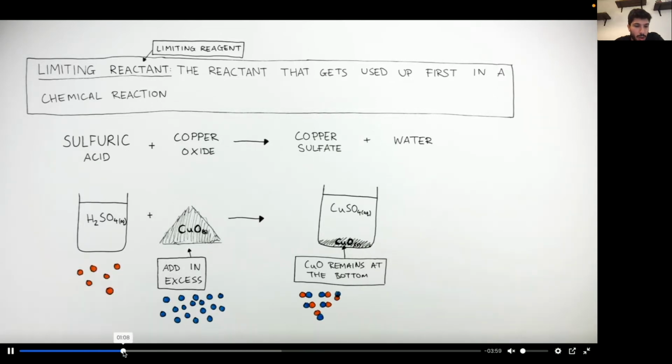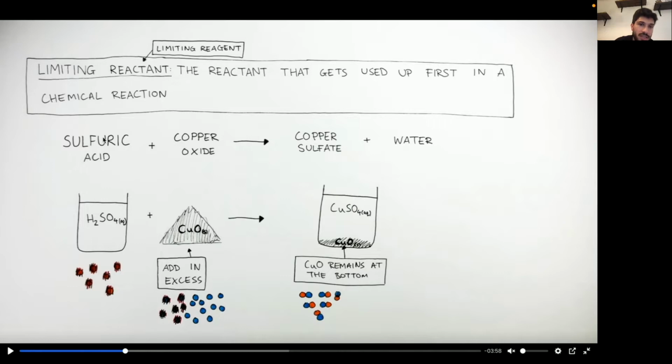Now look, what may happen is, let's say once all the sulfuric acid has reacted, 1, 2, 3, 4, 5, 6 of the copper oxides have also reacted. So look, 1, 2, 3, 4, 5, 6. So all of the sulfuric acid is now gone. It's no longer in existence because copper sulfate and water has formed.